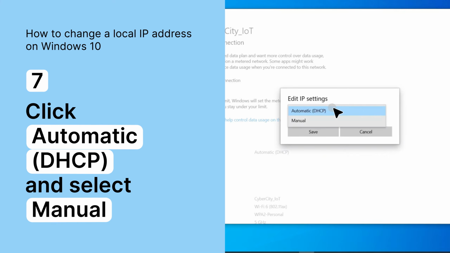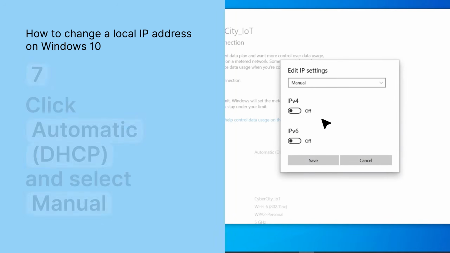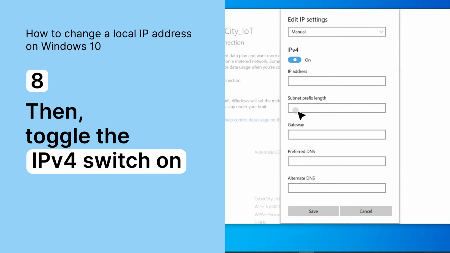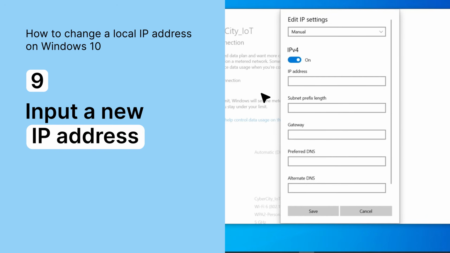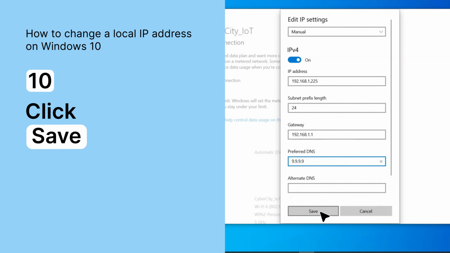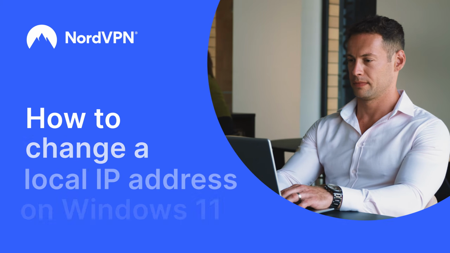Click Automatic DHCP and select Manual. Then toggle the IPv4 switch on. Input a new IP address. In the video description below, you'll find detailed information about the numbers you should type in this field. Click Save. Let's see how to change your local IP address on Windows 11.